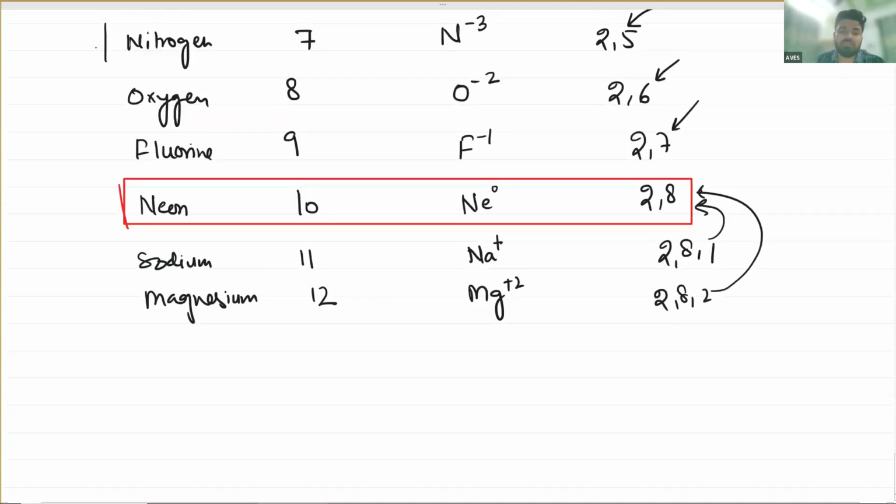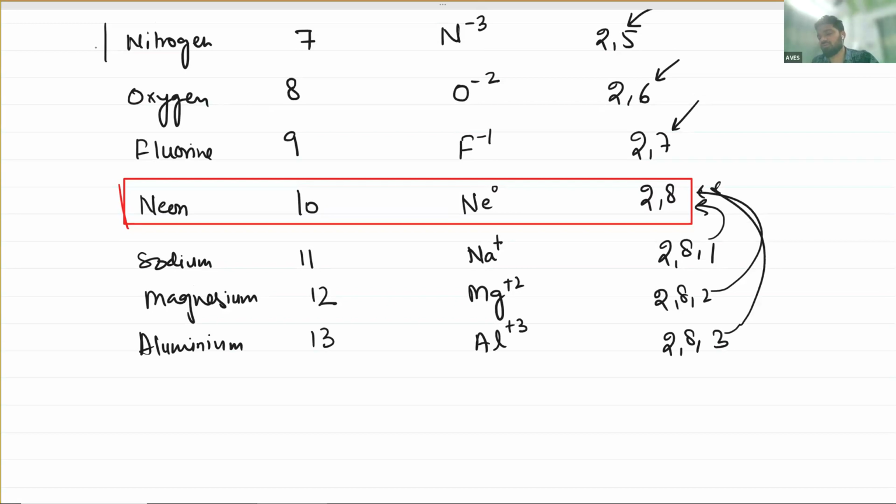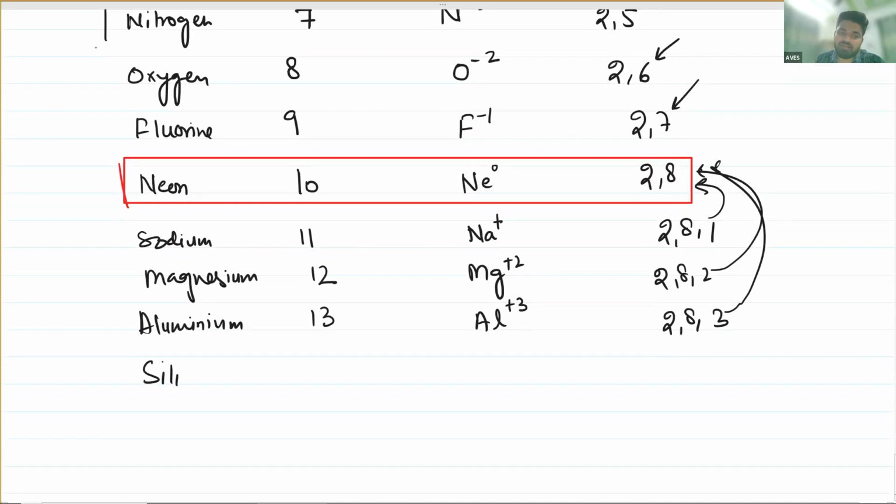Similarly for aluminium, next is aluminium. Aluminium has atomic number 13. It has valency Al 3 positive. It has electronic configuration 2, 8, 3. Again, it will donate 3 to attain the stable electronic configuration. Now the next one is silicon. Silicon has atomic number 14.